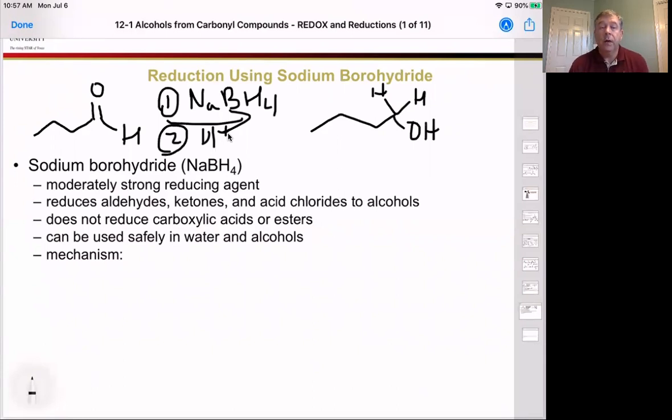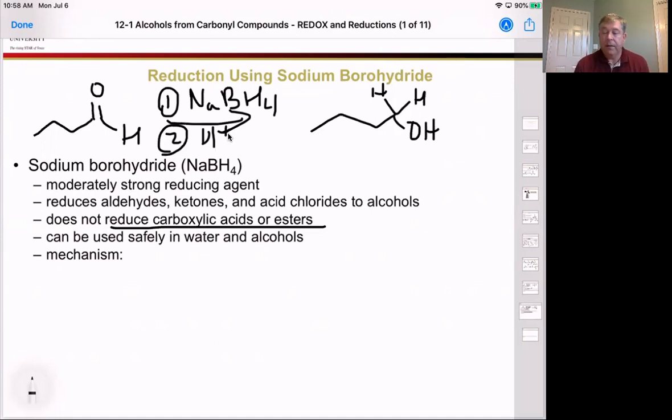Okay, so this works with aldehydes, ketones, and acid chlorides. It takes them all the way down to primary or secondary alcohols in the case of ketones. It is not strong enough to reduce down the carboxylic acids or esters, and therefore it is safe to use in water and alcohol. So you can quench the reaction, you can even run the reaction in water and alcohols to generate your primary alcohol, as long as you add a little acid at the end to decompose the boron complex.